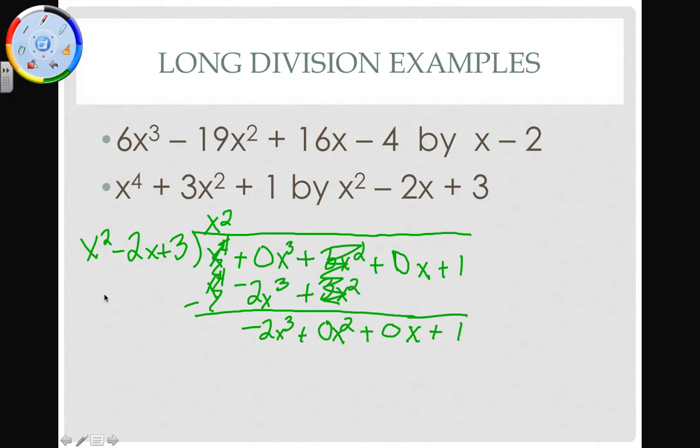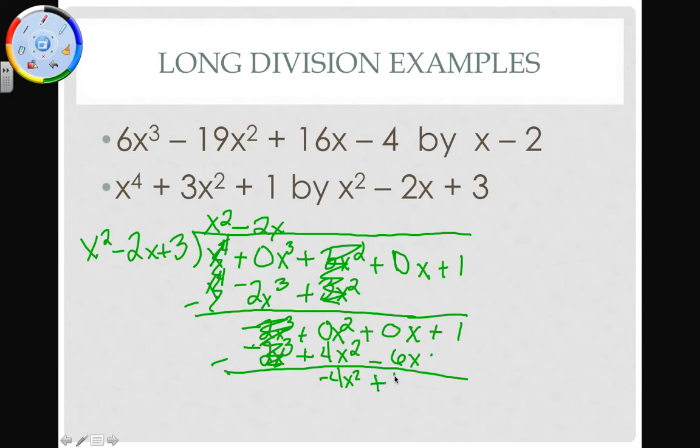All right, so continue the process. X squared times a negative 2x gets me negative 2x cubed minus, or actually plus 4x squared minus 6x, and that's it actually in this case. Continue the process. Subtract. That goes away. 0 minus 4. Make sure you get a negative 4x squared here. And then 0 minus negative 6. So that actually ends up being a plus 6x. And then here I get a plus 1.